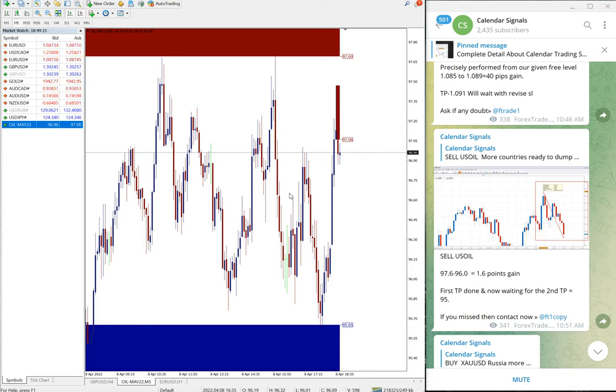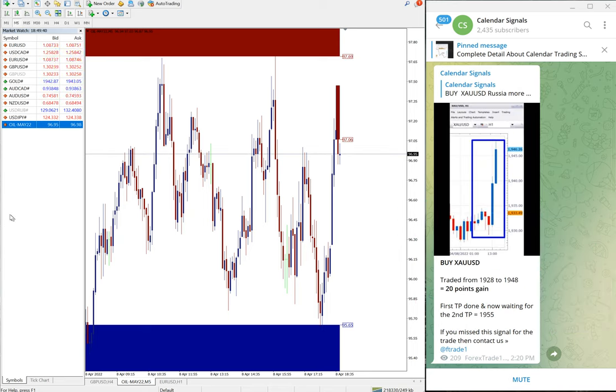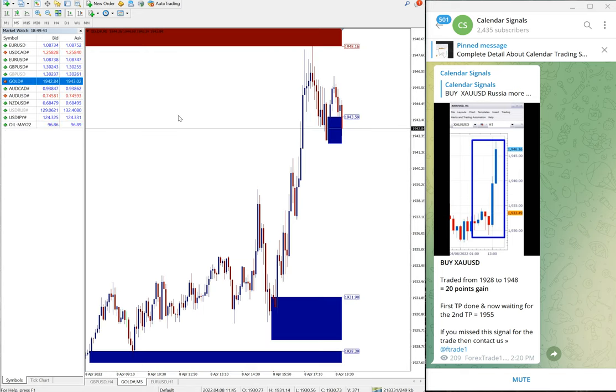Then the next signal is US oil sell. US oil performed from 97.6 till 95.4. 97.6 is the entry, and it reached 95.4, which is 2.2 points gain on US oil. Then gold performed from 1928 to 1948, 20 points gain, that we have mentioned here.